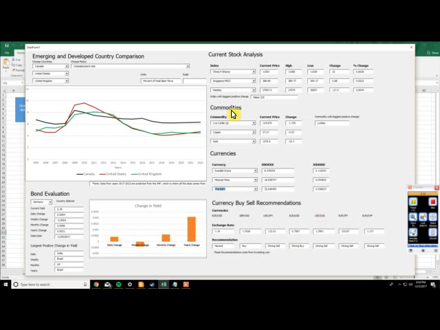So this is our tool. Very helpful in looking at international investment data and when looking to make decisions of where to invest.